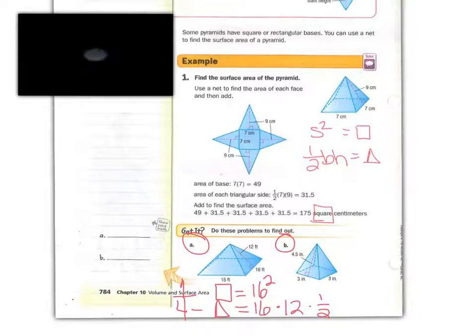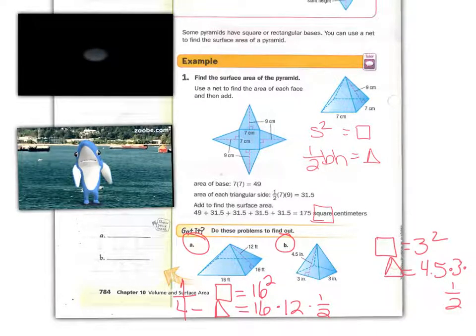For B, you have a square with a side length of 3, so that'll be 3 squared. And your triangle has a slant height of 4.5, a base of 3, and then times that by 1/2, because it's 1/2 times base times height. See if you can do both of those, and then check your answer when you're finished. All right, hopefully you had time to solve both problems. Let's check in with our shark friend and see what the answers should have been.